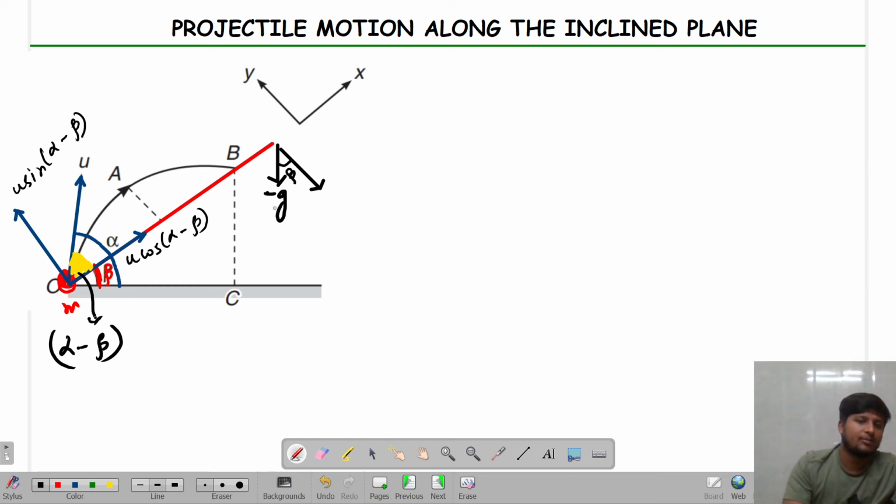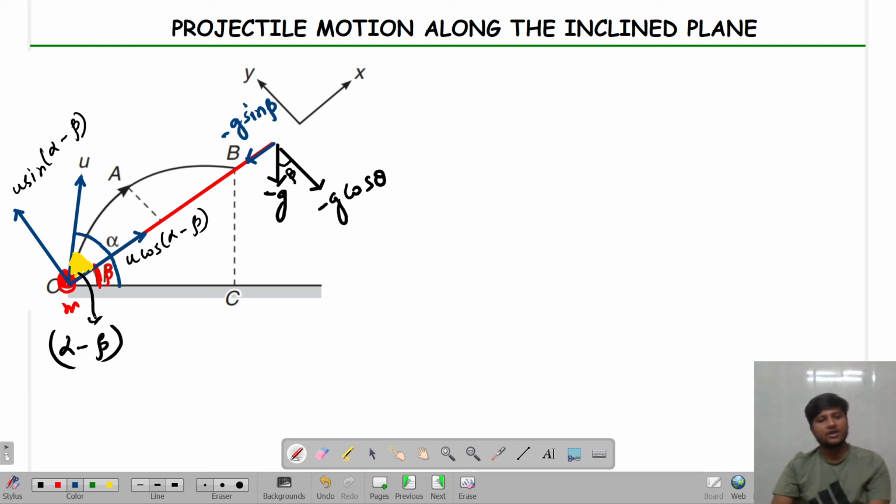So what is the perpendicular gravity component? Minus G cos beta. Along the inclined plane, G will have one of its components, and that is equal to minus G sin beta. Are you able to get me or not? So I have taken all the components of initial velocity and also the components of gravity. Got it, guys? Okay.